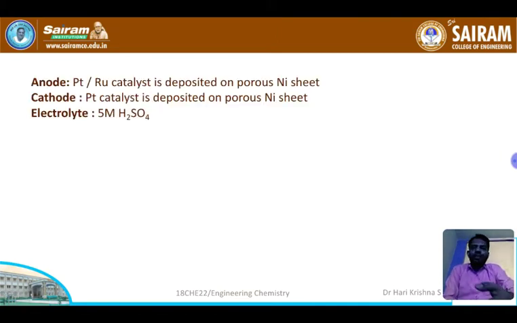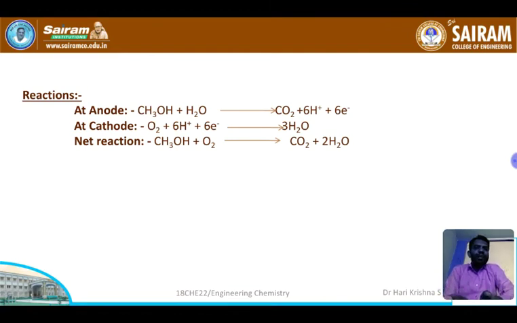So at the anode, what is the anode made of? Platinum and ruthenium catalyst deposited on a nickel sheet. The cathode is a platinum catalyst deposited on a nickel sheet. Let us write, as usual, sulfuric acid. At the anode, methanol in the presence of water undergoes oxidation to give carbon dioxide and electrons. At the cathode, oxygen undergoes reduction to give water. So the net reaction is methanol plus oxygen gives carbon dioxide and water. Since methanol and oxygen are reacting here, the products are carbon dioxide and water.